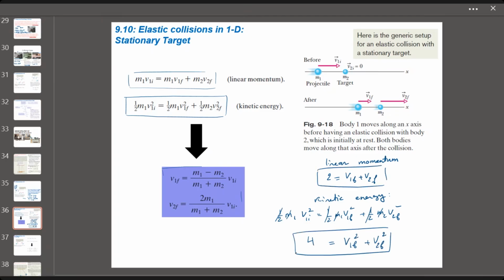I have these two equations. What I will do is simply substitute V1 final to be 2 minus V2 final, and then solve the system of two equations with two unknowns. So I will get 4 equals (2 minus V2 final) squared plus V2 final squared. You can solve for V2 final and then deduce V1 final from here. That's a very typical collisions question.